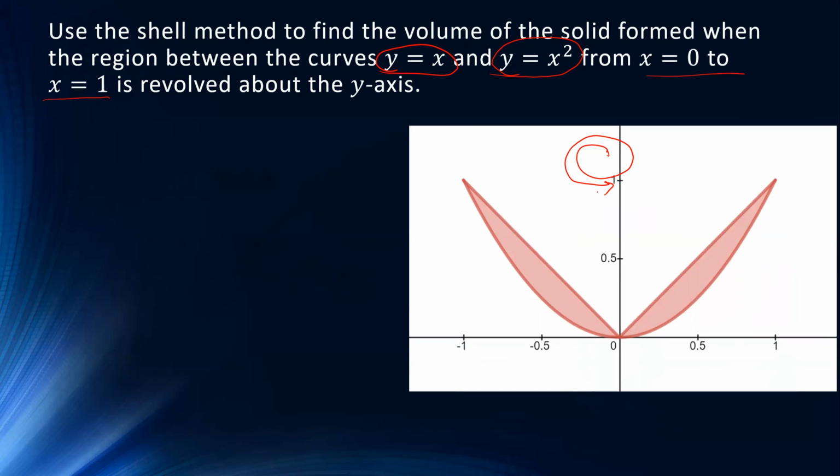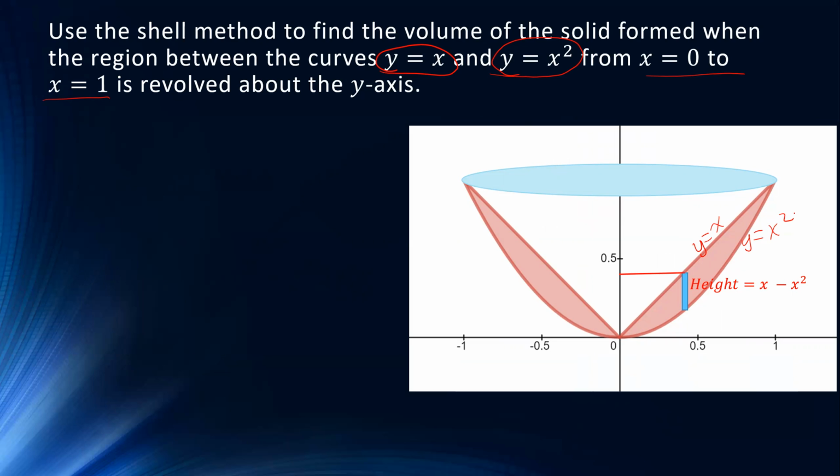And again, that three-dimensional effect here, that's the shape that we want. So we are going to shell this. And to shell that, we are going to take a look at one rectangular strip. The height would be x minus x squared, because this right here was y equals x, and this right here is y equals x squared. So the height would be x minus x squared.